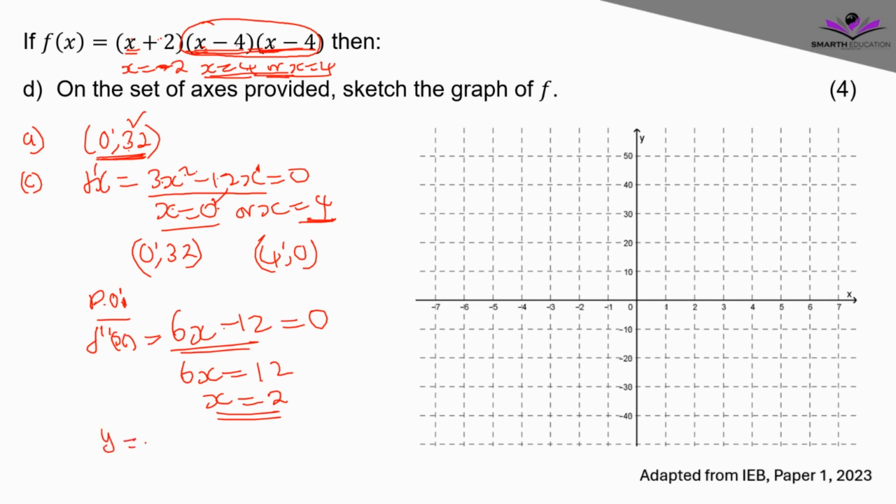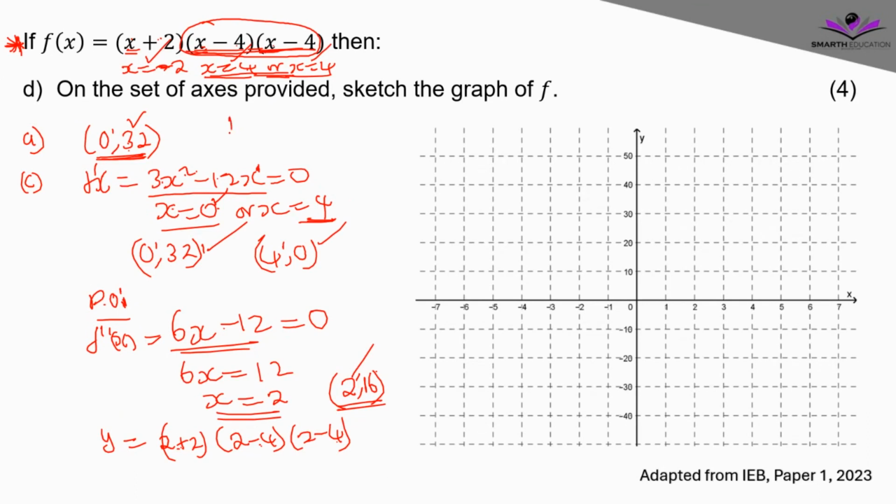So y is equal to, we're substituting the x value into the original equation, 2 plus 2, and then 2 minus 4, and 2 minus 4. This is 4 times negative 2, which is negative 8. Negative 8 times negative 2 is positive 16. So the point of inflection will be (2, 16). So now we have our intercepts, turning points, and the point of inflection.